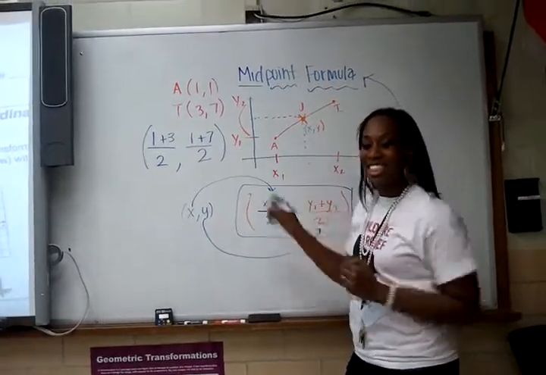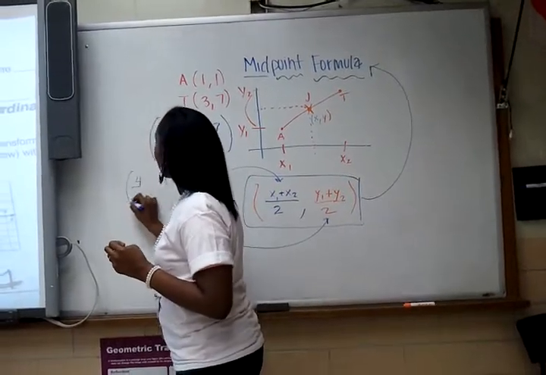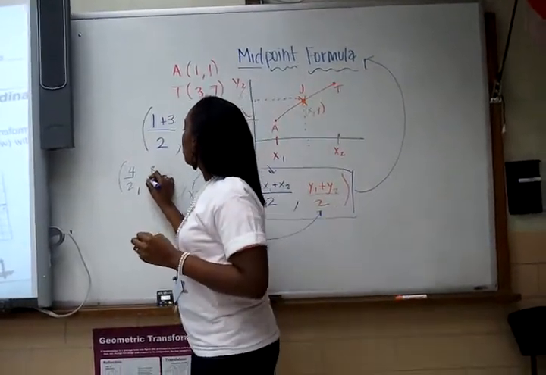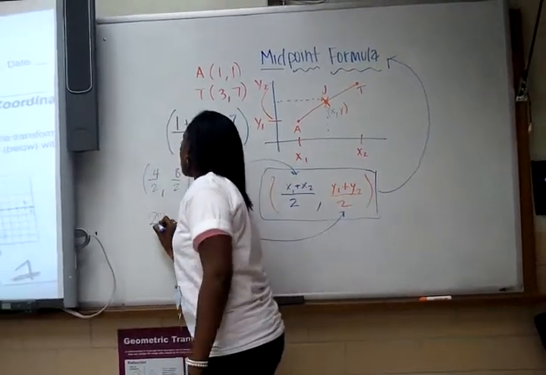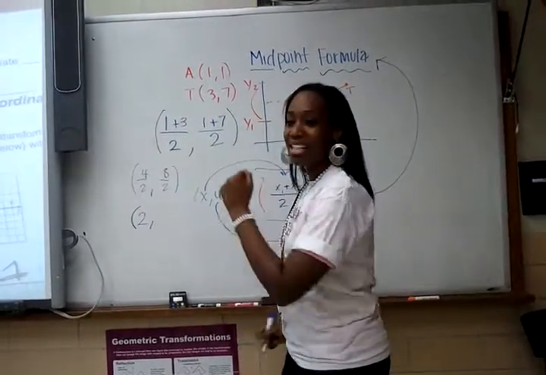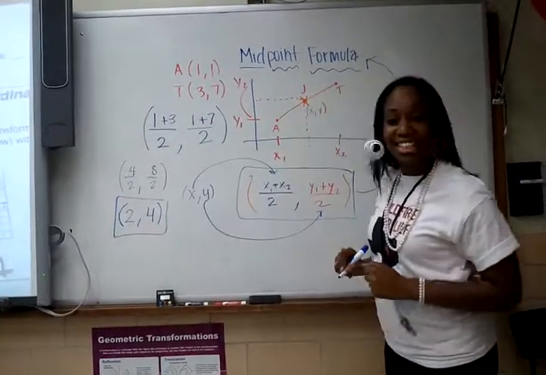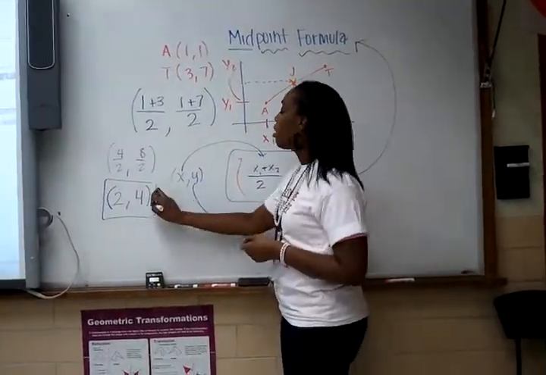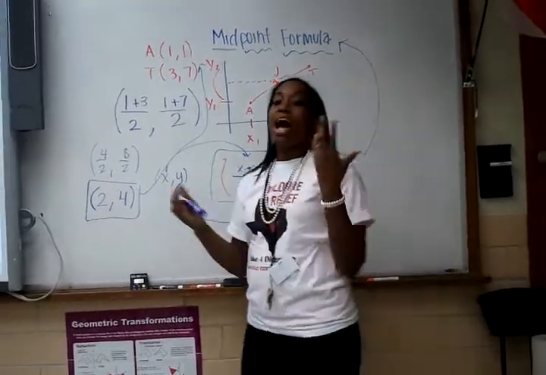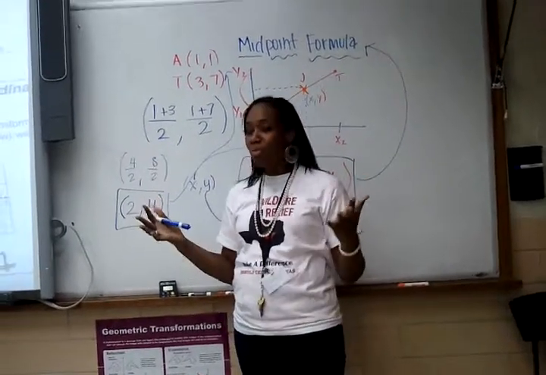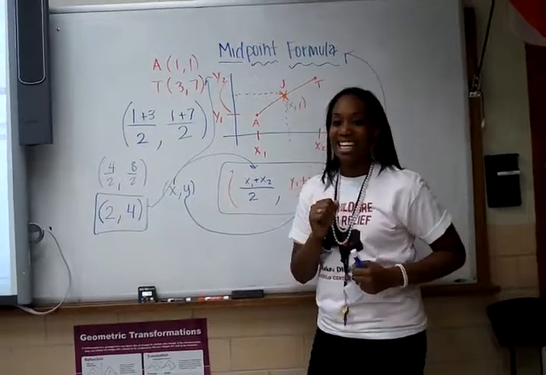Now, we done plugged. What you think we're going to do? Chug. Okay, let's go. 1 plus 3 is 4, divided by 2. 1 plus 7 is 8, divided by 2. Keep chugging. 4 divided by 2 is 2. 8 divided by 2 is 4. Alright, we done plugged and chugged and we are at our destination. Mission accomplished. The midpoint between A and T is 2, 4. That's their precise location. I hope that helped you out. If it didn't, you can always stop, rewind, play again.